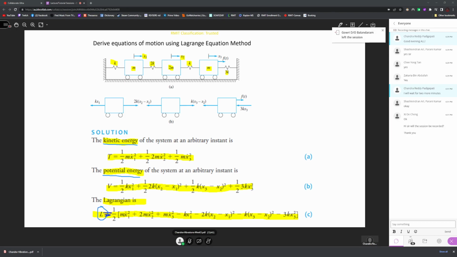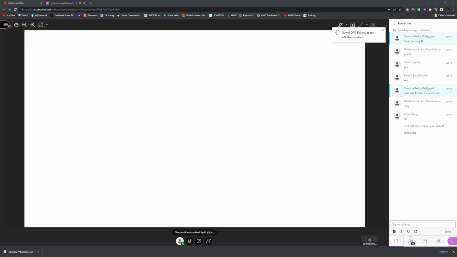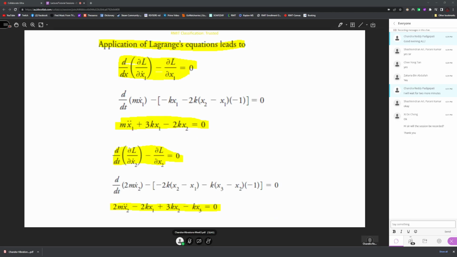Okay, then we take the partial derivative of this. First we take the partial derivative of the Lagrangian with respect to the velocity x1 dot. Whatever you get, you take the full derivative of that with respect to t. Then minus the partial derivative of L with respect to x1. Once you equate this to 0, you will get the first equation of motion like this.